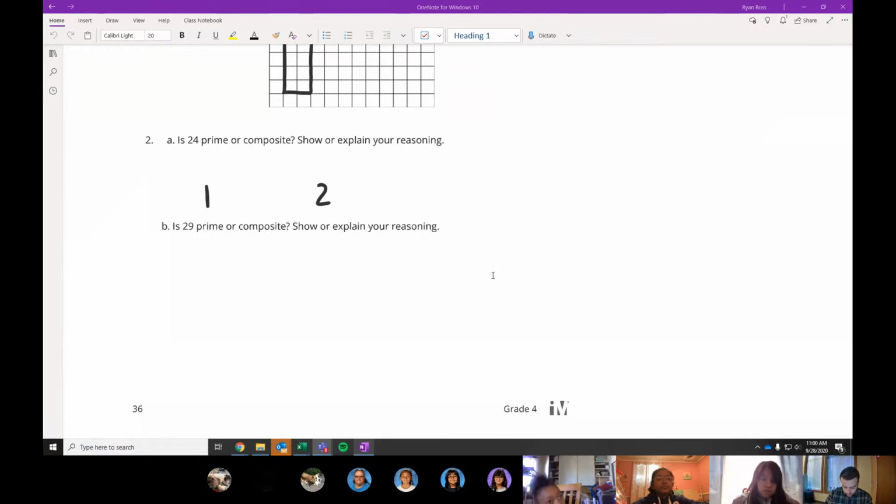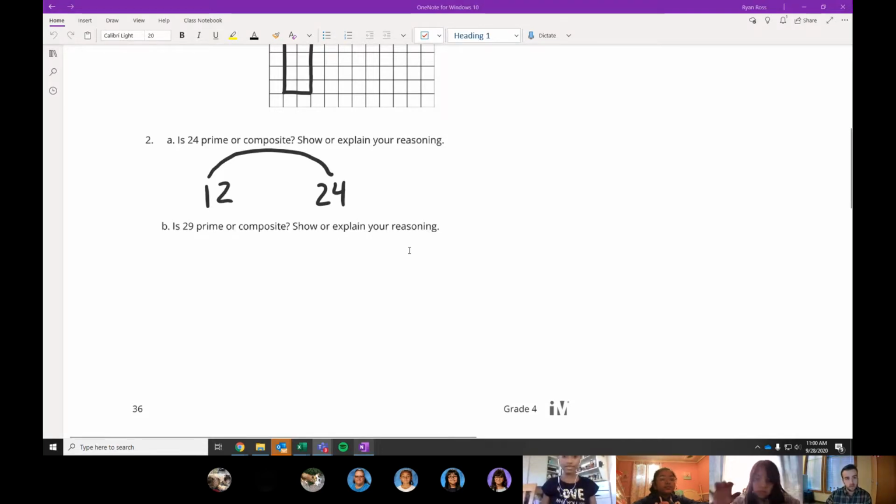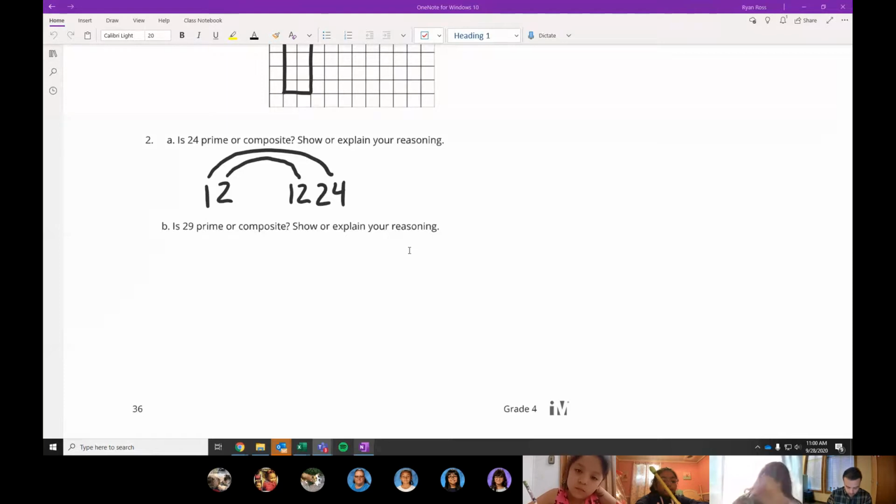Okay, so just like the other ones, we start with our factor rainbow. We have 1 and 24. Since 24 is an even number, we know that 2 will go into it. So if we skip count by 2 12 times, we will get to 24. So 2 and 12. We also have 3 and 8 as another one, and then 4 and 6. So we actually have quite a few factor pairs for this number 24. Since we have more than one factor pair, this is composite.